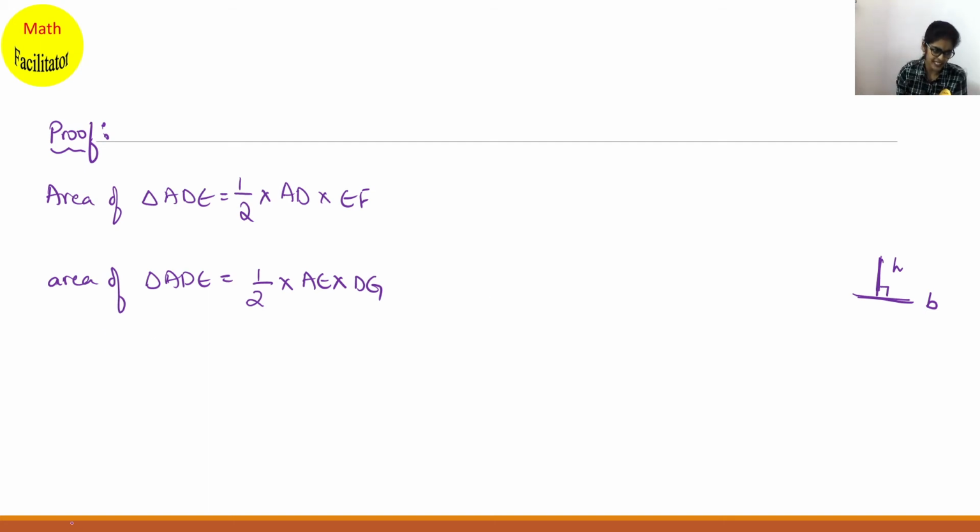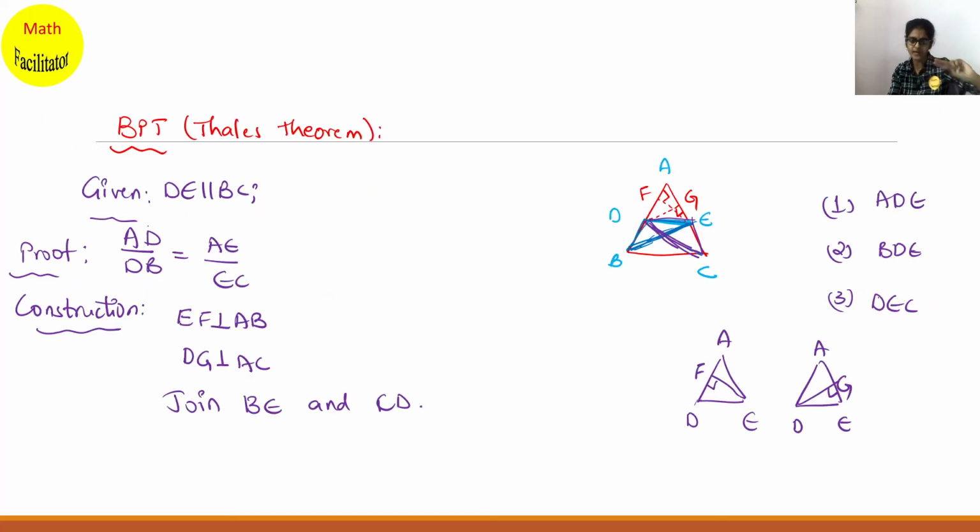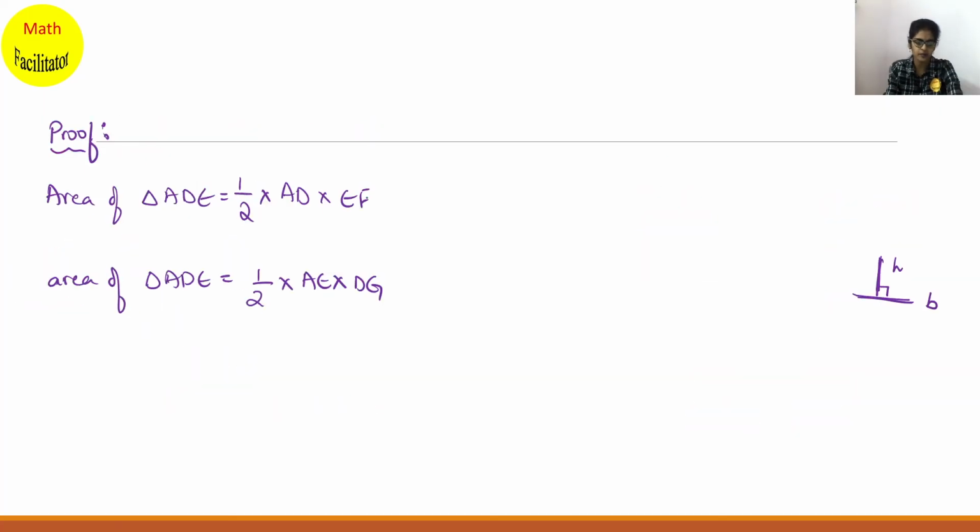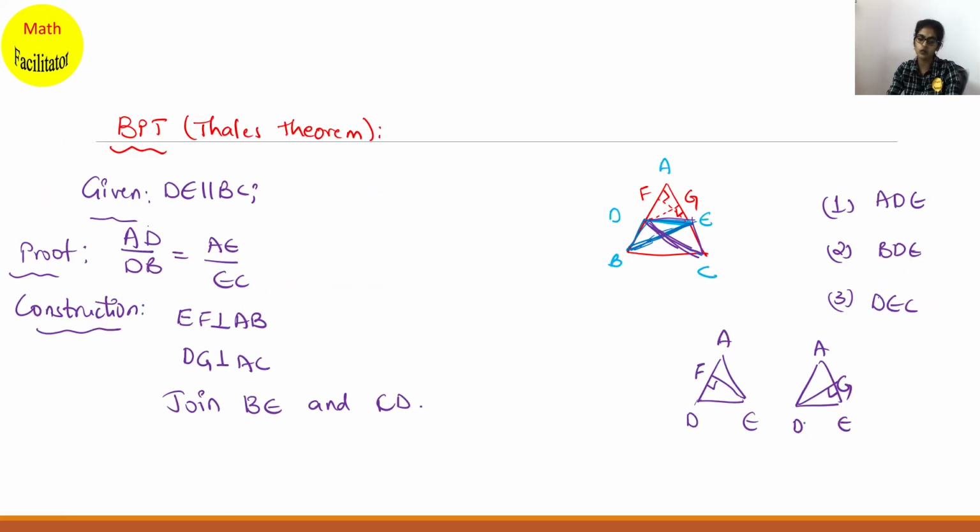Now next let me take the areas of the two triangles which are down, BDE and DEC. Area of triangle BDE is half base into height. Now here, what is the base? Now see this triangle BDE. I'll just draw it clearly.